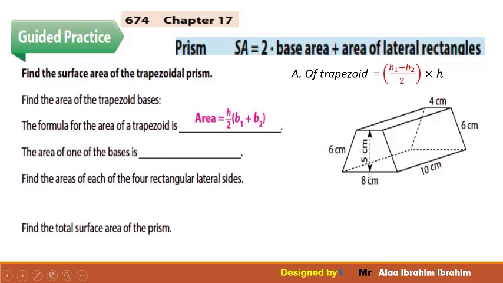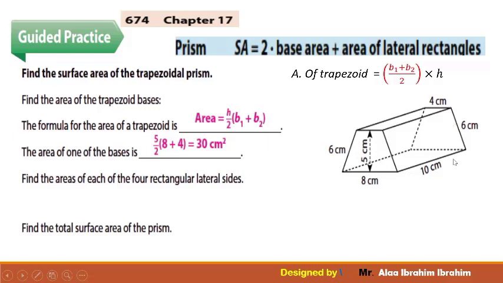Okay, so this is a base and this is a base. So I make 4 plus 8 divided by 2 times my height. The height of this trapezoid is 5. So now I'm ready to find the area of the base. It's 30 now. So I have 2 bases, so 30 and 30 means 60 together.